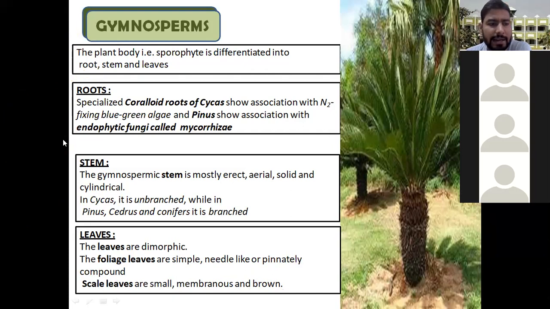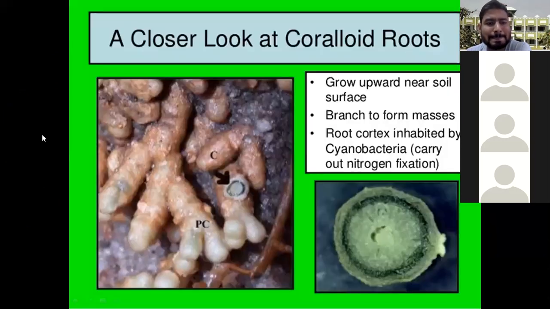Now, again, a closer look at the coralloid roots. Coralloid roots, which we have seen, are looking like coral, not ginger, coral. Why have they been given the name coralloid root? Because it is looking like the coral. You can see this is looking like the coral reef.